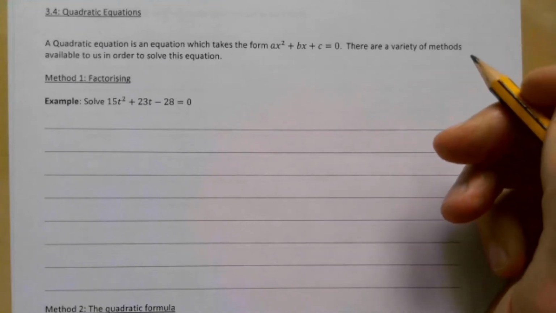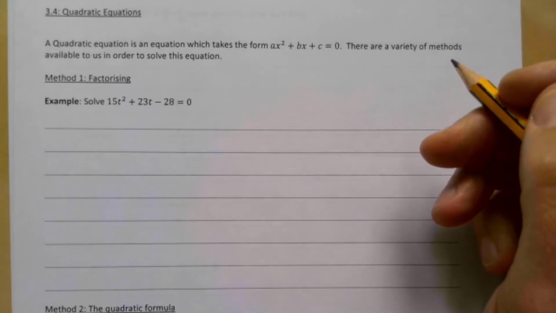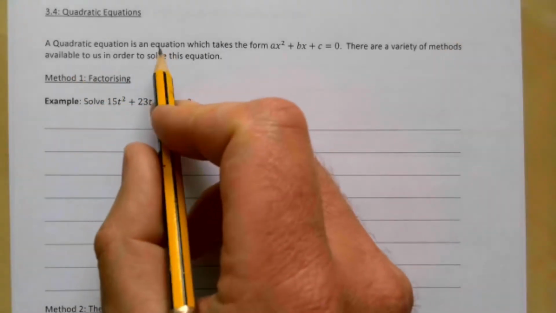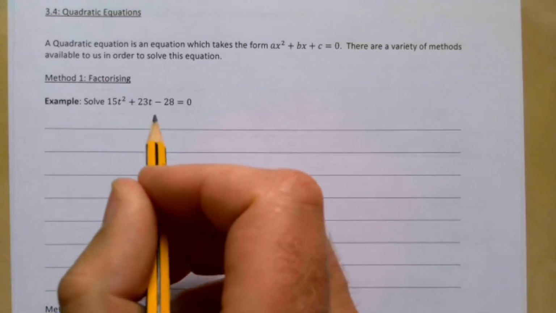This is AS Pure Maths Notes, and we're on Unit 3. This is 3.4 quadratic equations. Again, these should be familiar to you. A quadratic equation is an equation which takes the form ax squared plus bx plus c. There are a variety of methods available in order to solve this equation.